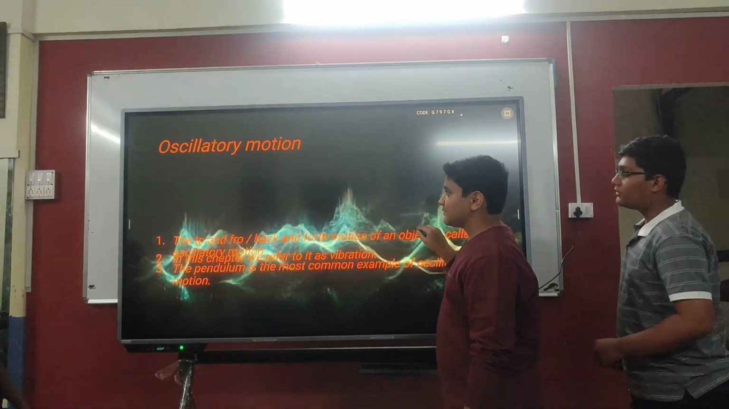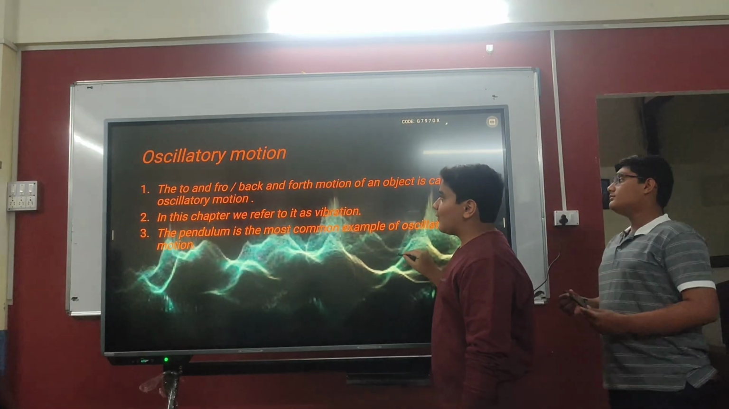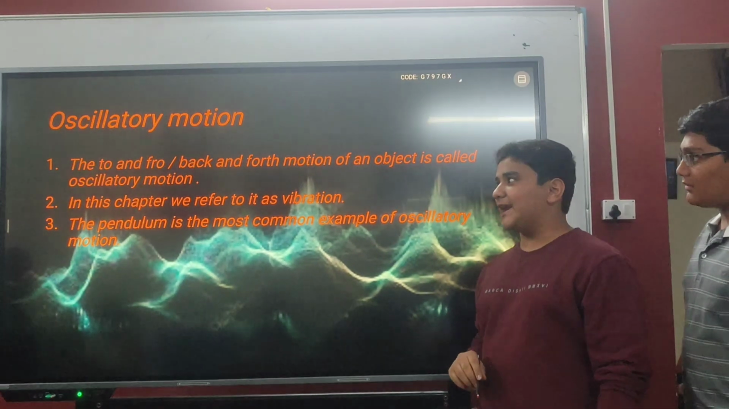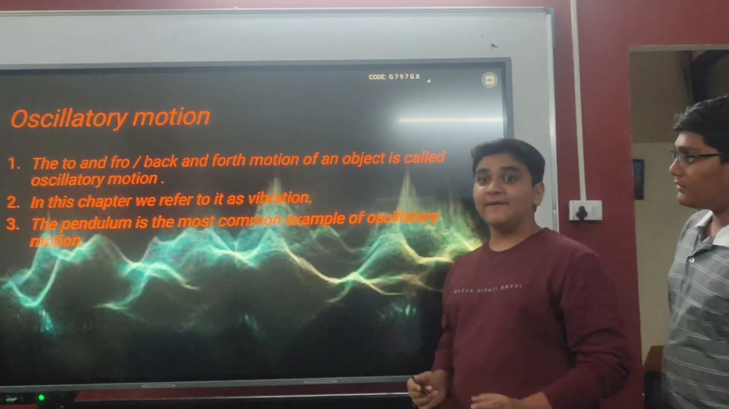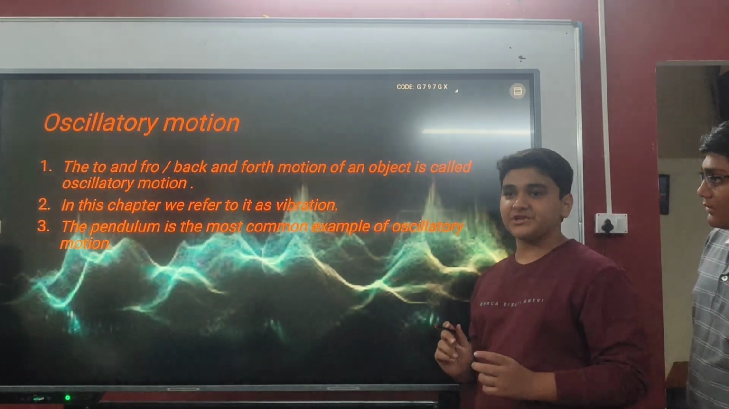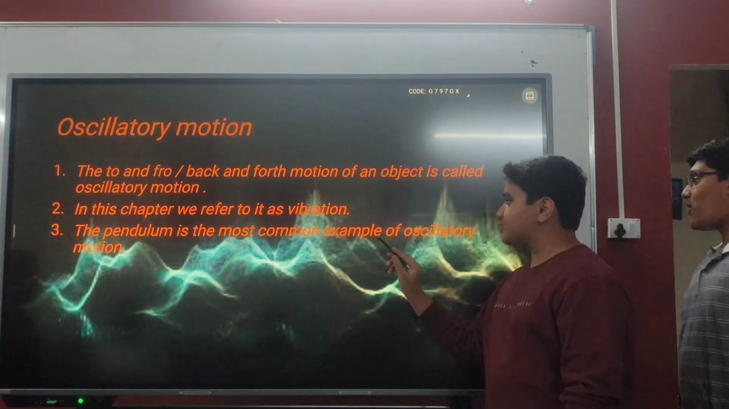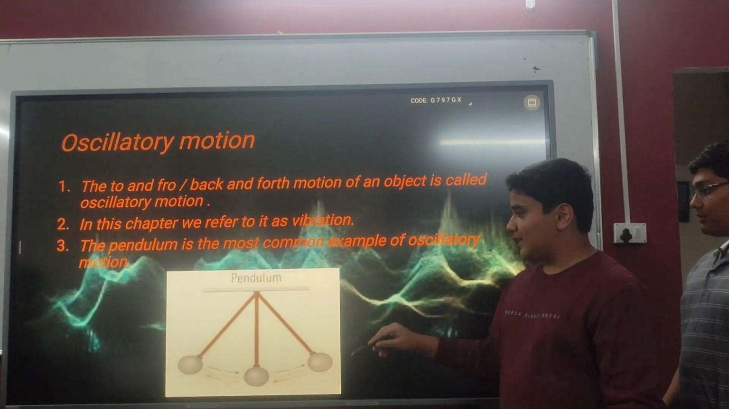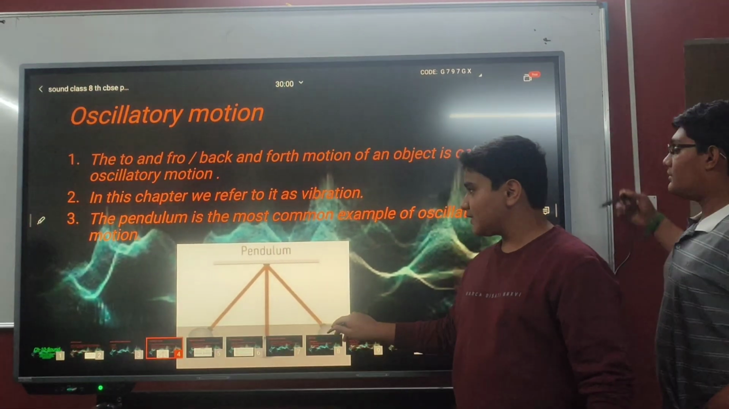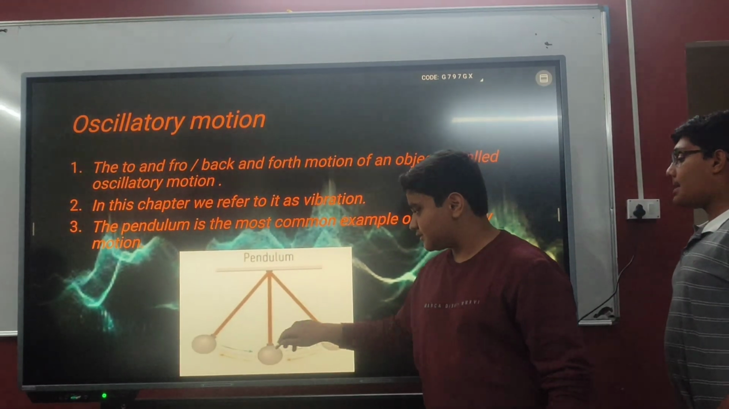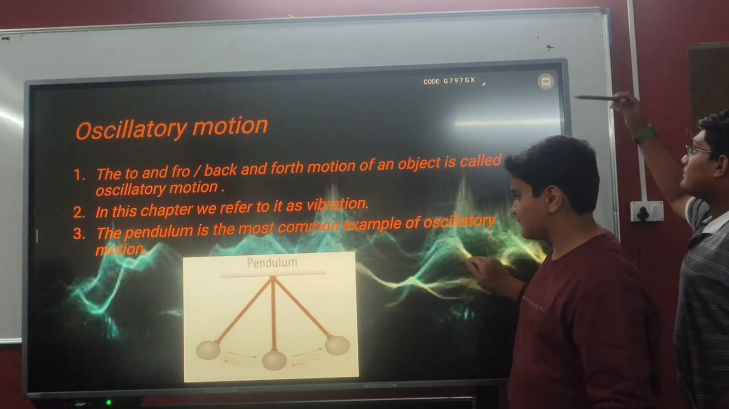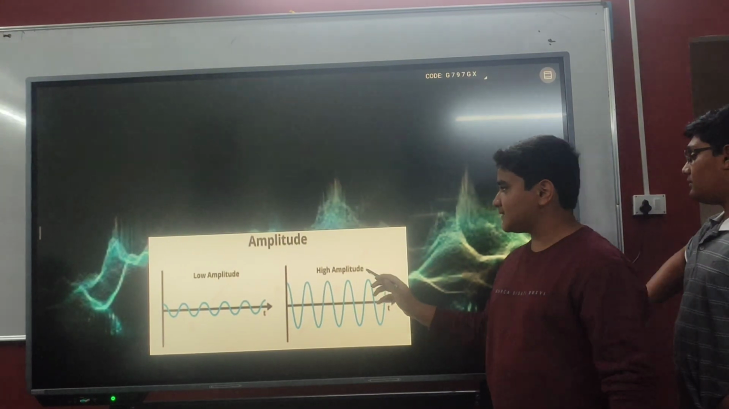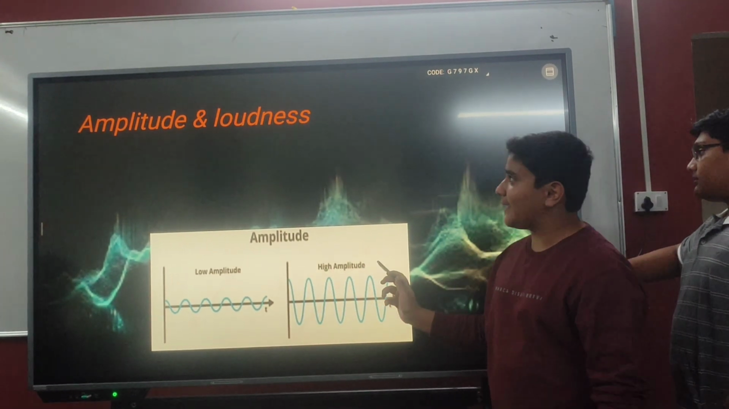The to and fro, back and forth motion of an object is called an oscillatory motion. In this chapter, we refer to this as a vibration. The pendulum is the most common example of an oscillatory motion. This is the diagram of a pendulum, which shows oscillatory motion. This is the diagram of amplitude, low amplitude and high amplitude.